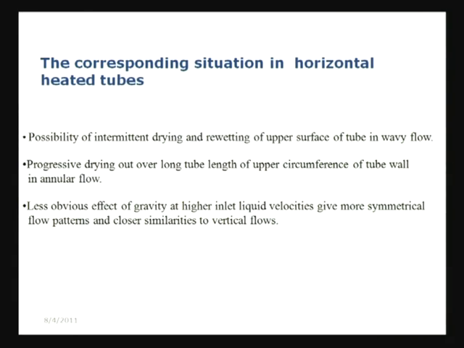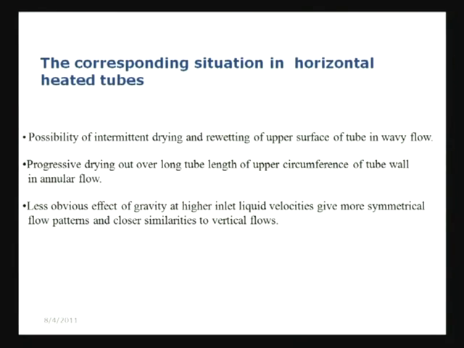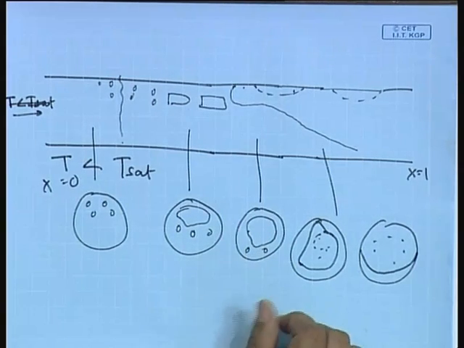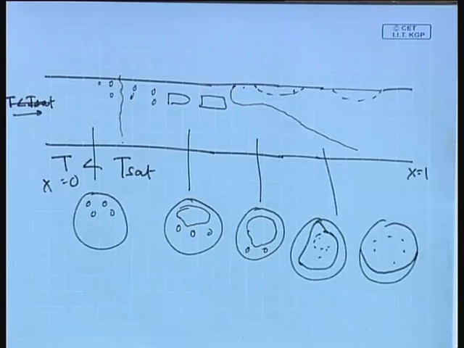Okay. And naturally, as you keep on increasing the liquid flow rate, there is less obvious effect of gravity, and therefore the flow patterns become more and more symmetrical and more close to vertical flows as the liquid flow rate increases. This particular situation was for low to moderate liquid flow rates. As we go to higher and higher liquid flow rates, the situation will be more similar to that which we have observed in vertical flows. Do you get it?